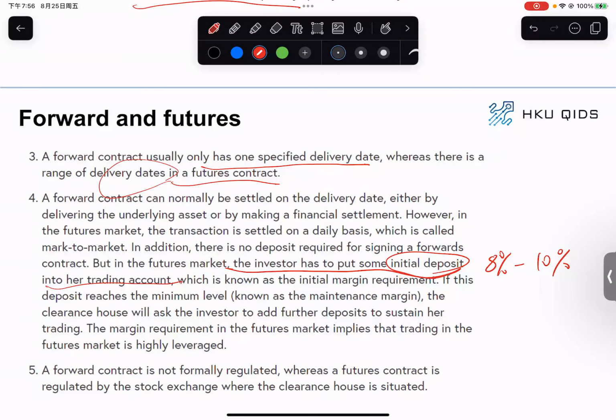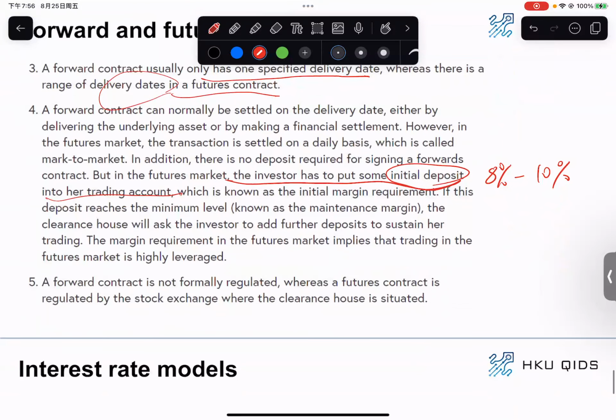The last one is regulation. A forward is not formally regulated, but a future is regulated by the futures exchange in Chicago.